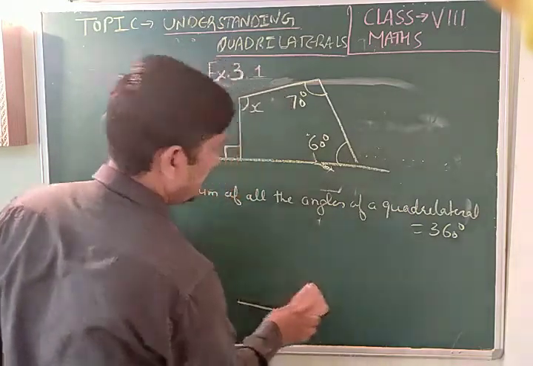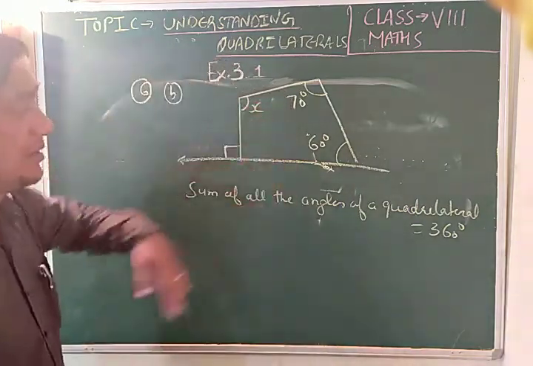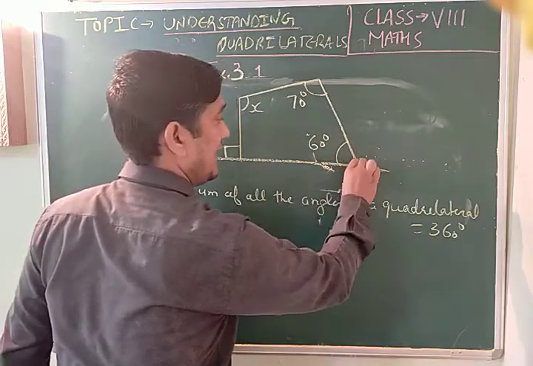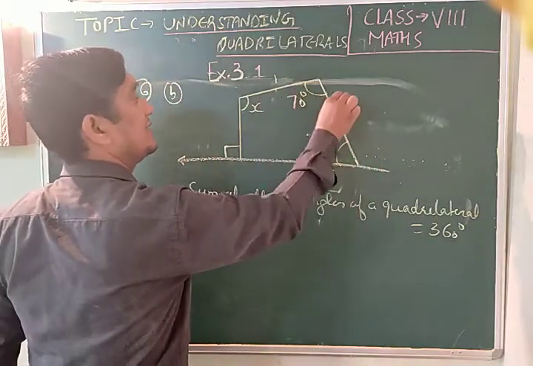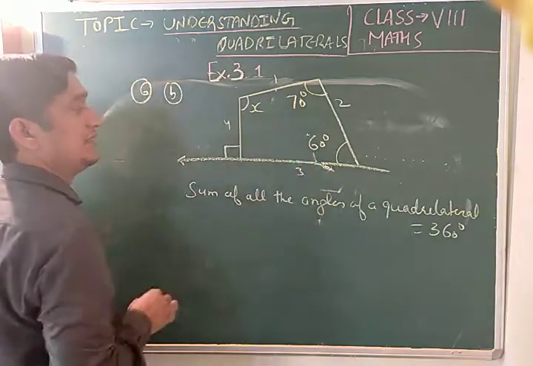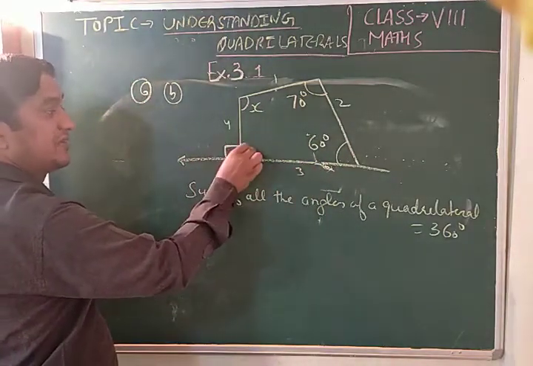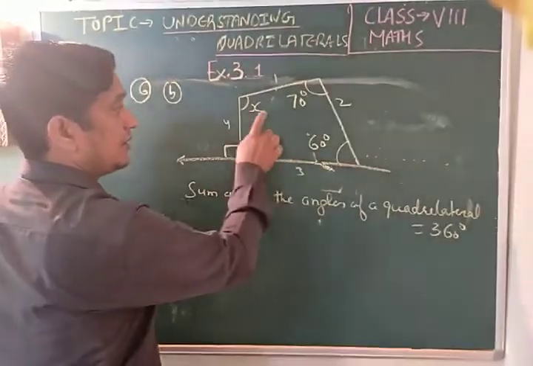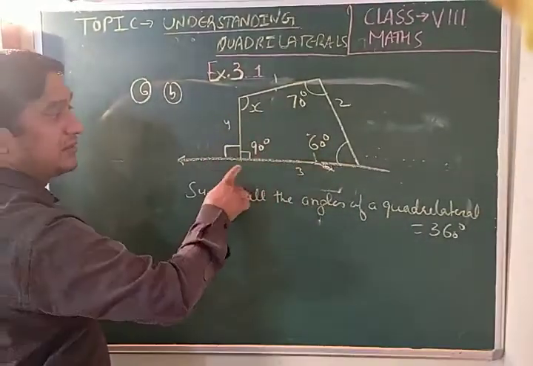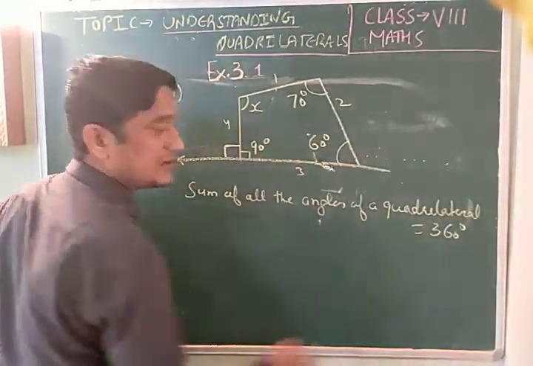Now children, don't get confused by looking at this figure. Figure is what? Again it is a quadrilateral. One side, second side, third side and this fourth side. And this is the symbol of 90 degree angle. So it means this is also 90 degree. Now if this is a quadrilateral, the sum of all the angles will be 360 degrees.